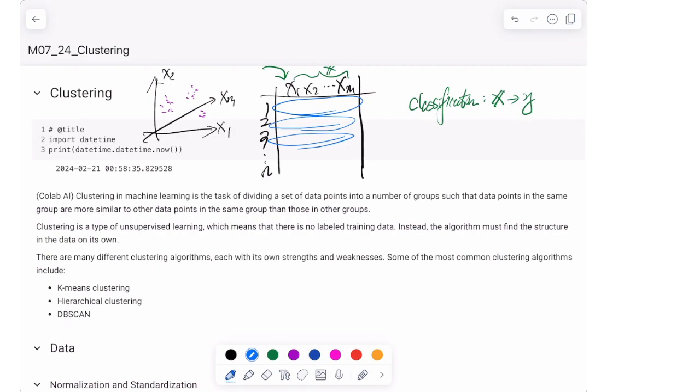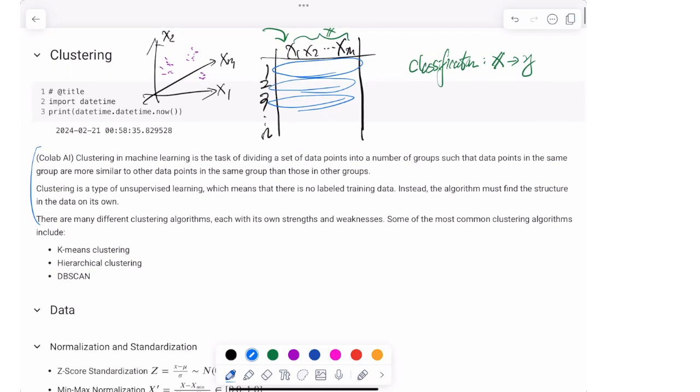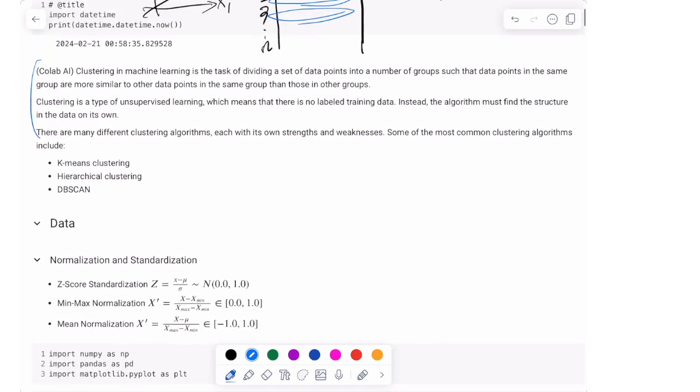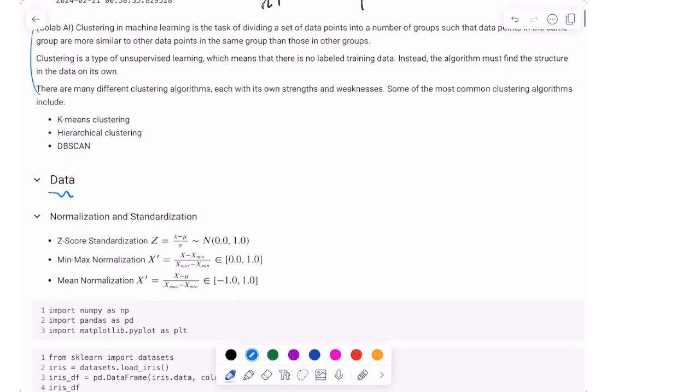Okay, so here's the definition of clustering. So please take a look at this definition. We will introduce three different types of clustering algorithm. Okay, so first we take a look at the data. Okay, before we apply algorithms on your data, there are some things you can do.